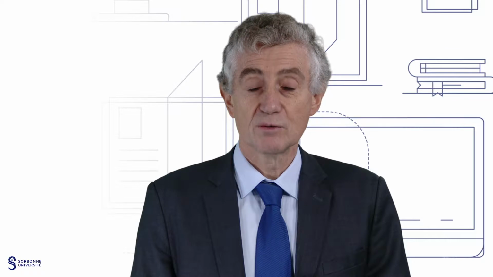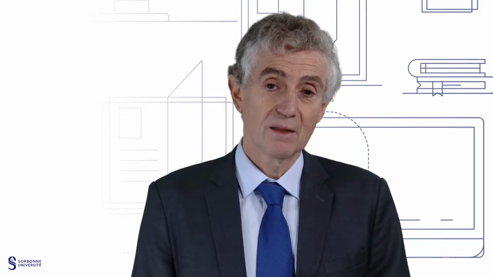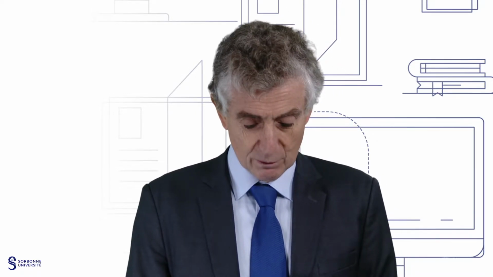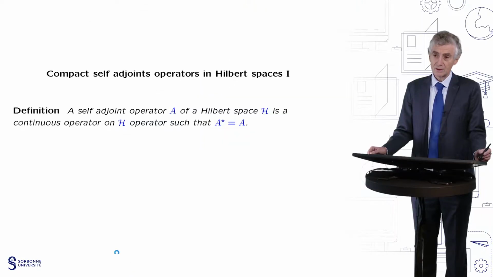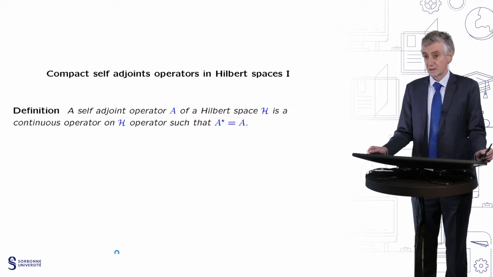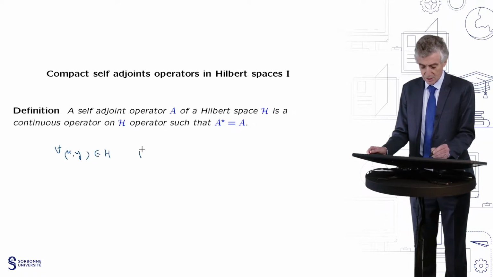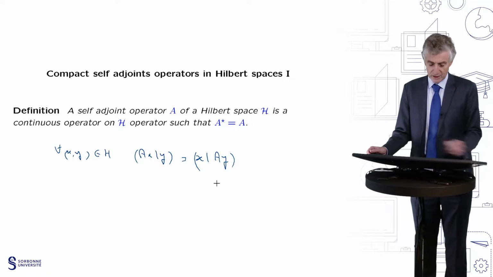So this video is the first of two devoted to the study of compact self-adjoint operators in Hilbert spaces. So let us recall the definition of a self-adjoint operator on a Hilbert space. It's a continuous operator such that it's equal to its adjoint, which means that for any x and y in H, ⟨Ax, y⟩_H equals ⟨x, Ay⟩_H.